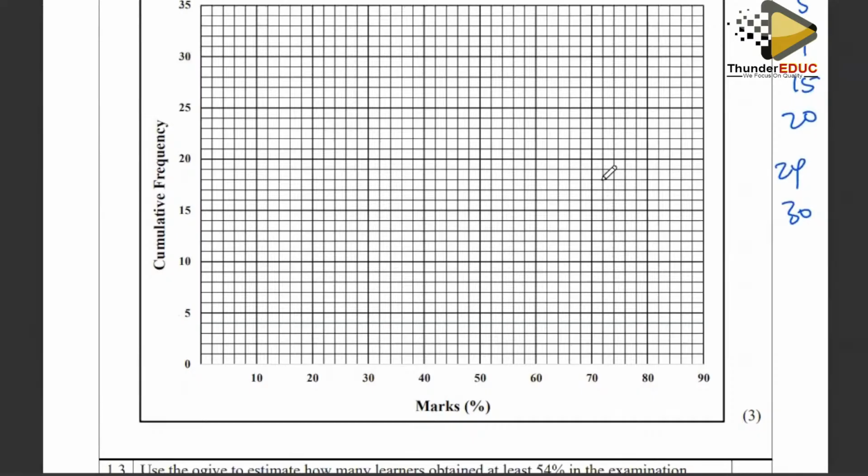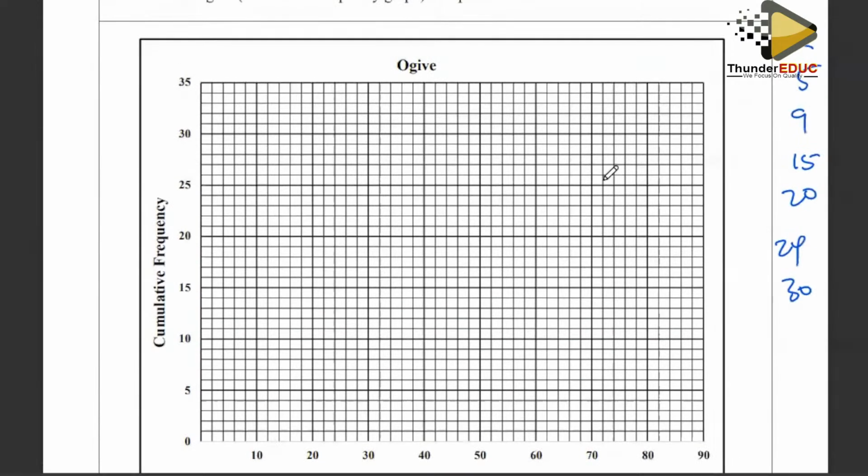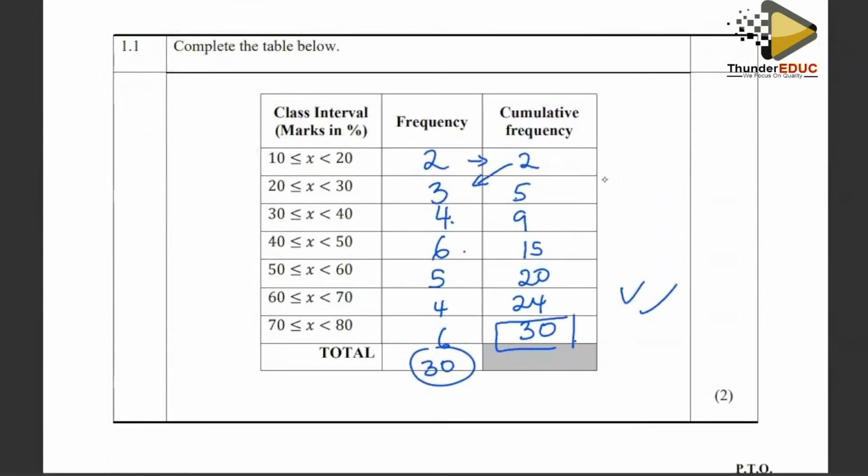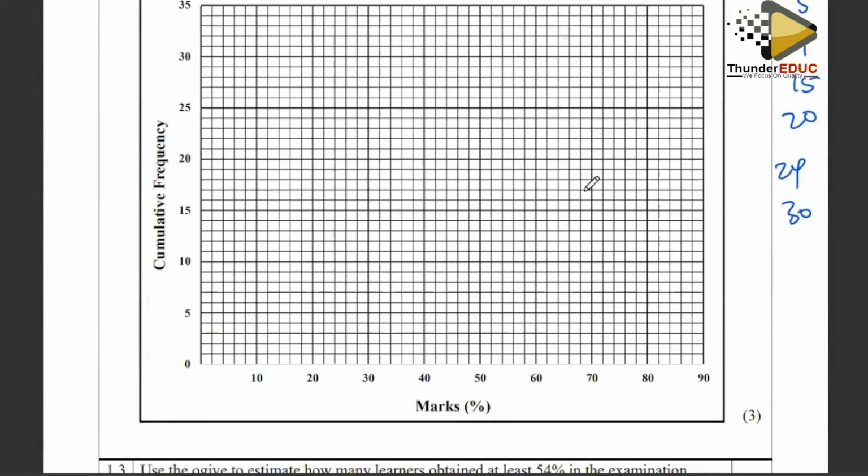Okay, so when you're plotting the cumulatives, we always use the upper intervals, meaning that we're going to use these numbers, the 20 and so on, and then we shall end up with an 80. So 20 is going to go with a 2. Okay, this is 2. And then next we have 5. So 30 is a 5. And then our 40 is going to be a 9. 9 is just below 10. And then 50 is going to be 15 just on the line.